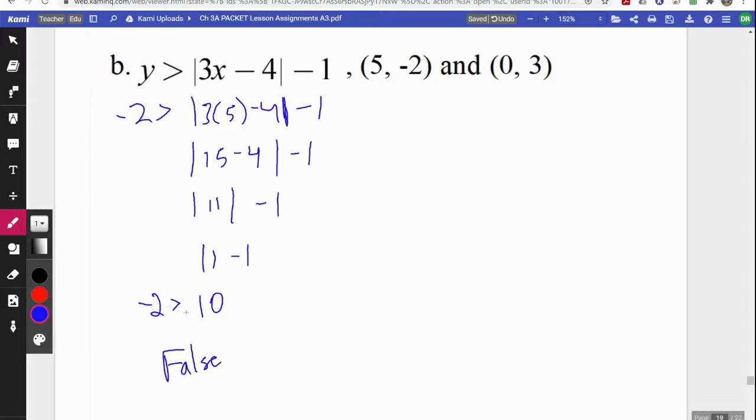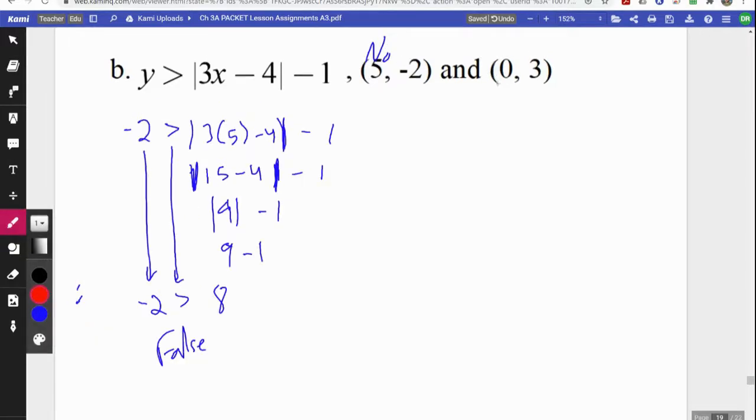It doesn't make a true statement, meaning 5, -2 is not going to be in the solution region, the region that's shaded in this graph, because we did not get a true statement when we plugged it in. So this is no. And we can do the other one.